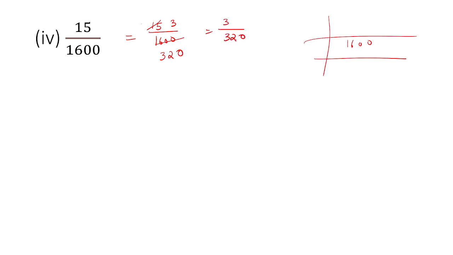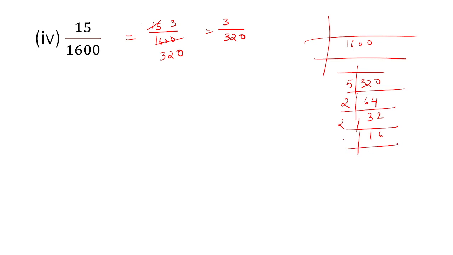Clear? Now you see 3 and 320, the only common factor between 3 and 320 is actually 1, okay? So we can proceed with this. Clear? So now instead of doing this, we will write this as 320. So we can take 5 times 6 is 30 and 5 times 4. 2 times 3, 2 times 2, 2 times 16, 2 times 8, and then 2 times 4, 2 times 2.